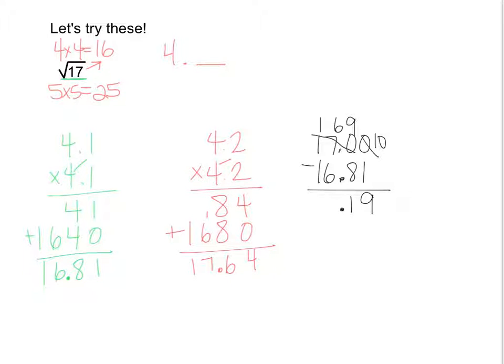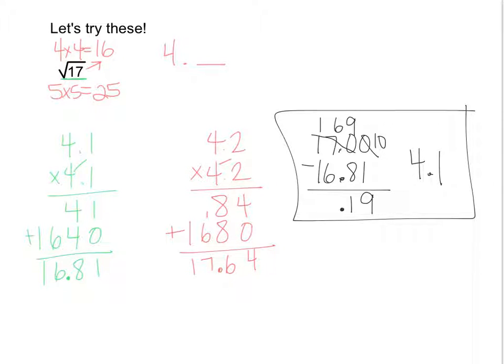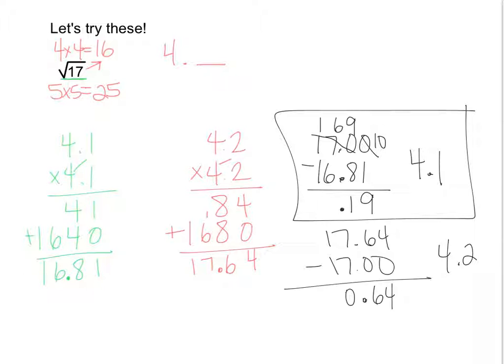Now if I go to the other one down here, we're going to check the 4.2. The answer up here was for the 4.1. So that would be 17.64 minus the 17.00. And that's going to give me 0.64. So that's the answer for the 4.2.